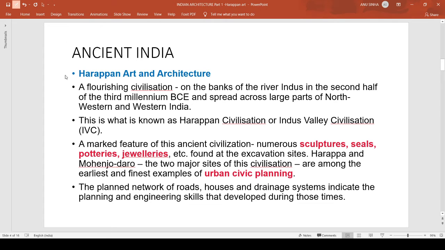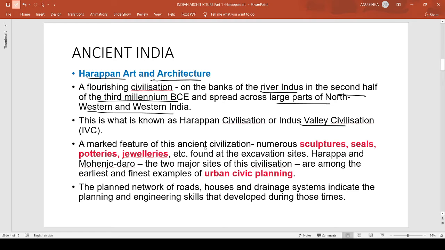So in ancient India, the first one is the Harappan art and architecture. So what was Harappan art? Harappan civilization था क्या? पहले थोड़ा उस पे overview डालते हैं। So a flourishing civilization on the bank of river Indus in the second half of the third millennium BC, and spread across the larger part of the northwest and the west India. This is also known as Harappan civilization or the Indus Valley civilization.